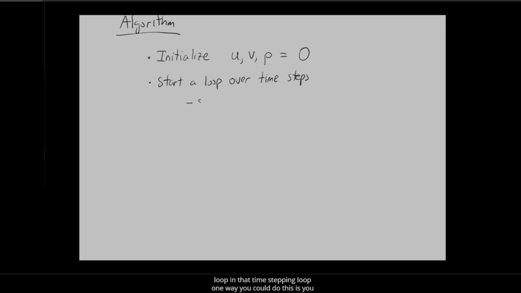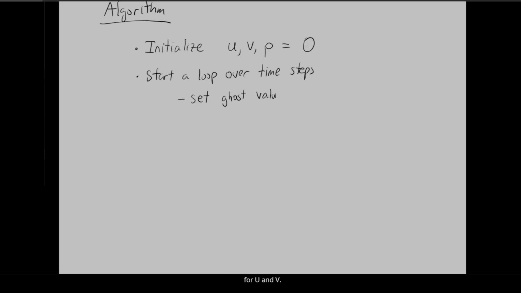In that time stepping loop, one way you could do this is you first set ghost values for u and v. I'll talk about what those are. Those are the ghost values outside the computational domain. Then you calculate your fluxes. So you calculate f, g, hx, and hy. Those are stored at their appropriate locations, cell centers, or the nodes.